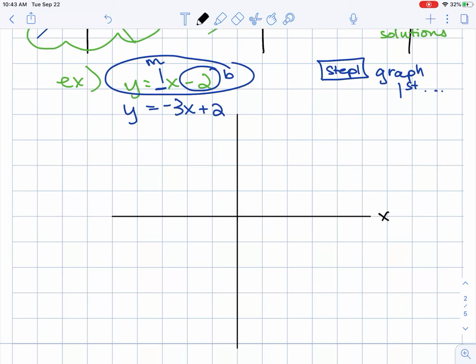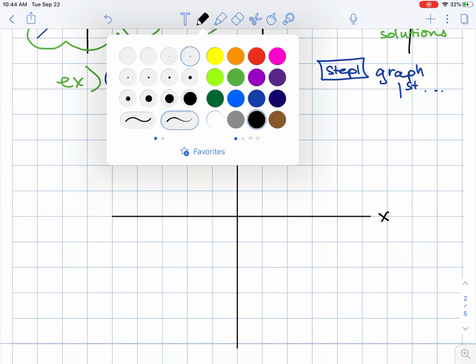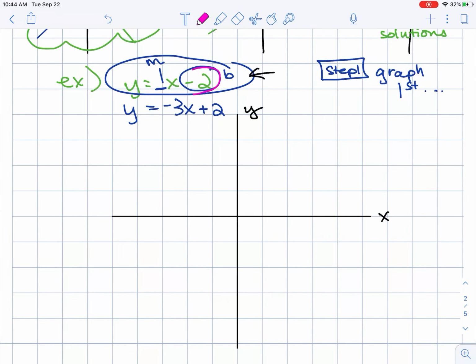So in order to graph this, now that we've made sure that this is the right form, we're going to graph the b value first. We can't graph a slope first because we have to have a starting point. So I'm going to do this in pink. The b value is negative 2. We know that's the y-axis, so we go down to negative 1, negative 2, and that's our point.